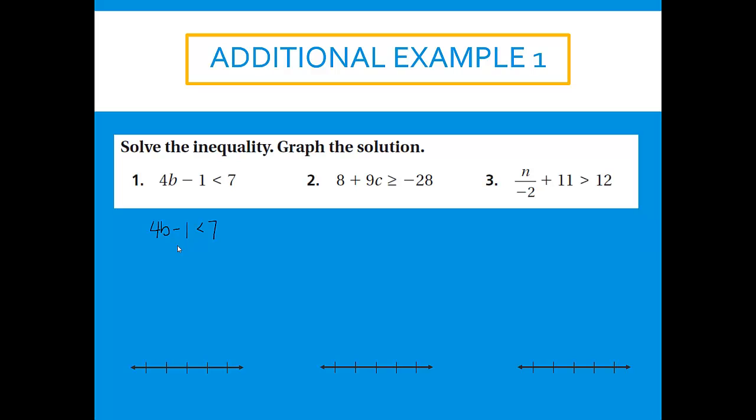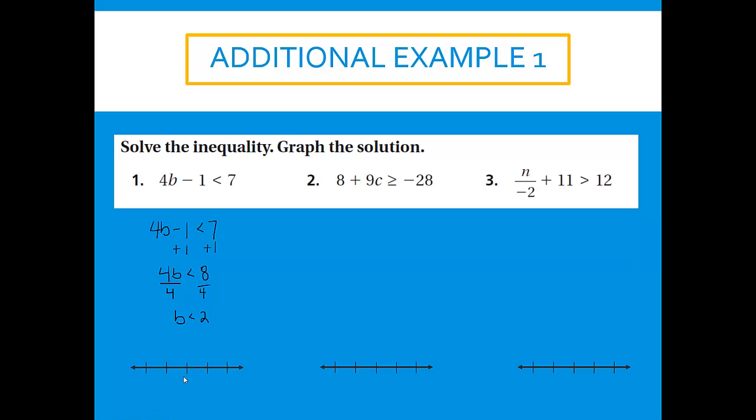So our first step would be to add 1 to each side. And now we're going to have 4b is less than 8. Our next step will be to divide by 4. So we're going to get that b is less than 2.